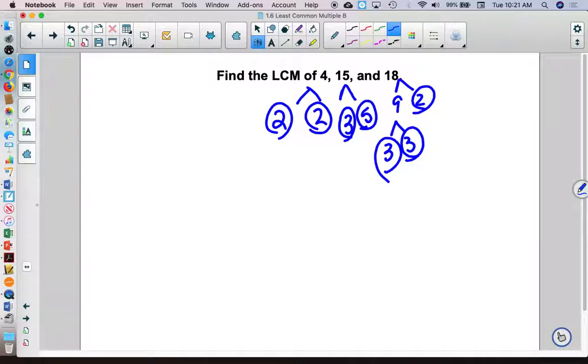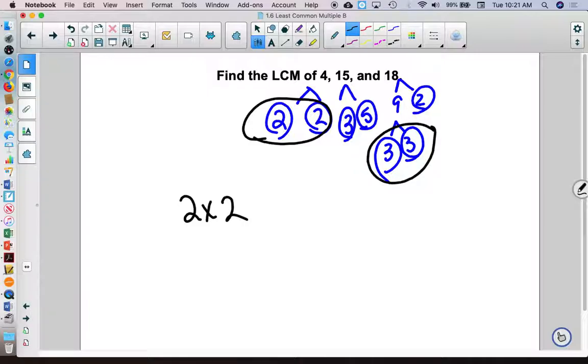Okay, I'm going to start out with the 2s. Where is the biggest group of 2s and how many are there? 4. There are 2 of them right there. 2 times 2. Okay, I got 3s. Where's the biggest group of 3s? 18. Under the 18, and there are 2 of them. And let's see, does this 3 get to come? Nope. Does this 2 get to come? No. I got one number left, the number 5. And I multiply it all together. And what do I get? 180.